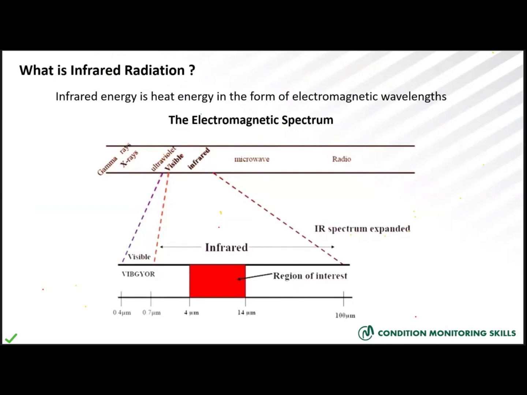Because infrared wavelengths are longer than visible light, they are invisible to the human eye. As you can see here, the range of infrared radiation is below the visible range. The visible range starts from 0.4 microns to 0.7 or 0.8 microns maximum, and infrared radiation is anything below that. So we cannot see infrared radiation with our bare eyes. That's why we use the thermography camera to convert infrared radiation into visible images.